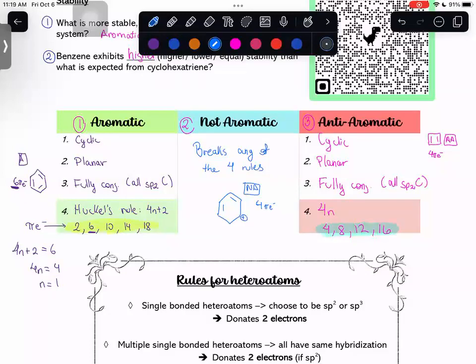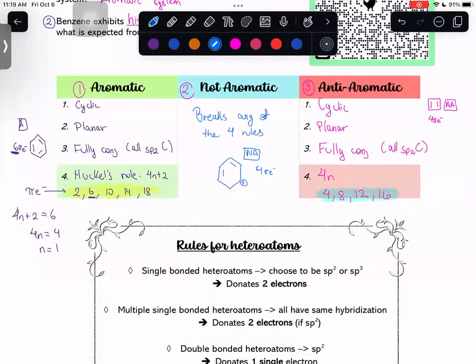What's an example of a non-planar one? Great question. That's going to be for any rings with 8 members or more, so 8 carbons or more. And here's a tricky part again: it can choose to be planar or non-planar.